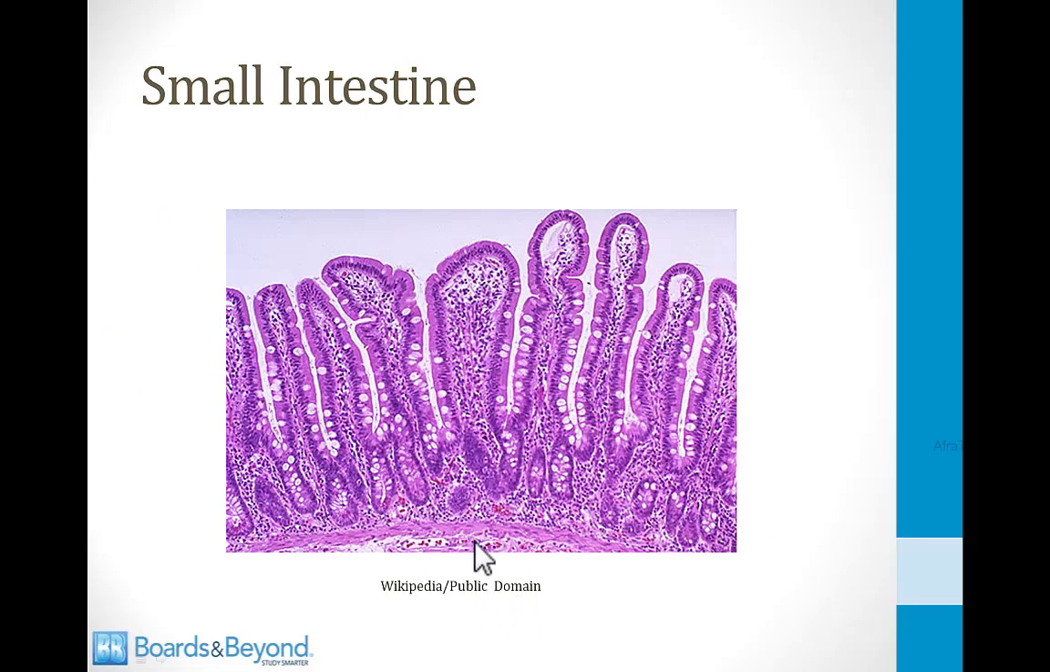Here's a cross-section through the small intestine. Here's the muscular layer here. This is columnar epithelium shown here, and you can see these villi extending out into the lumen of the small intestine. You can also see these crypts as I'm drawing my arrow around right here.